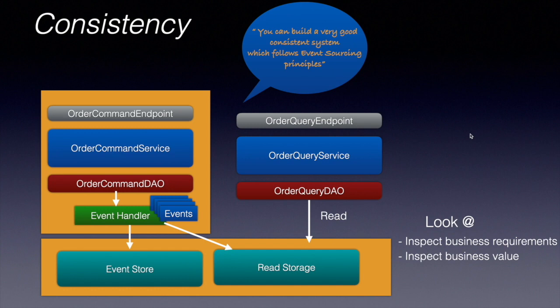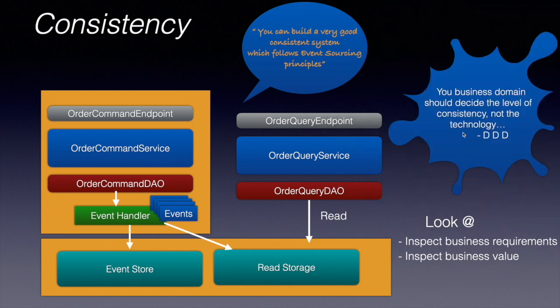Actually, the event-driven system or domain-driven design says that we should consider the business domain to decide what level of consistency the system should have, not the technology. And also consider the business value, how much it hurts your business, how much it hurts the organization for failed transactions. Consider the business domain and business value to decide the level of consistency in the system that is suitable for your business domain. Always inspect your business requirements and your business value. So the business domain decides the level of consistency in the system, not any technology that you are interested in.